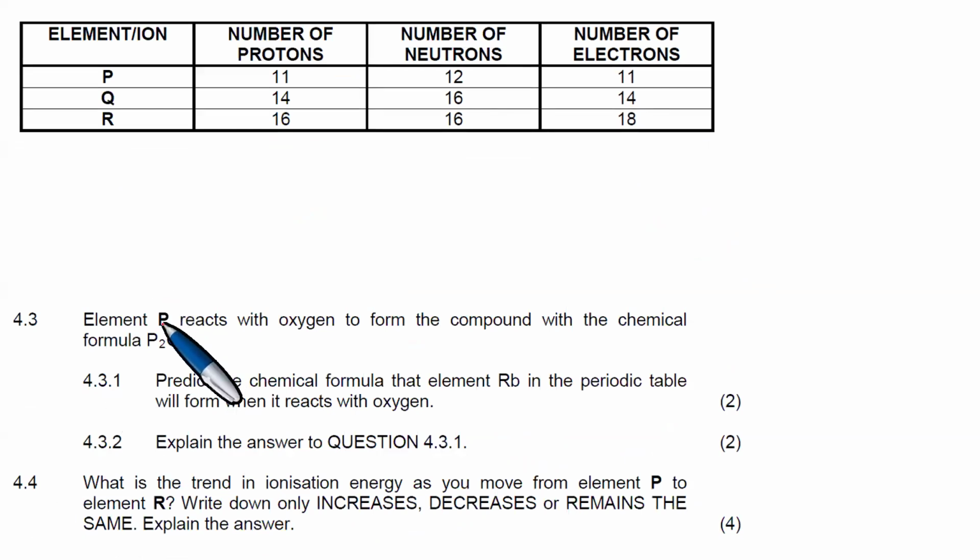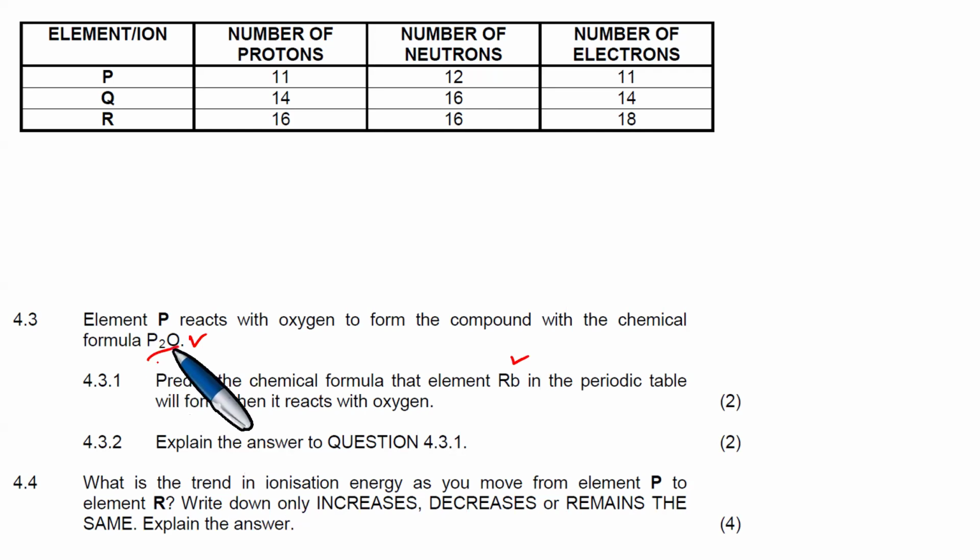Okay, here comes the next question. Element P reacts with oxygen to form the compound with this chemical formula. Predict the chemical formula that element rubidium in the periodic table will form when it reacts with oxygen.